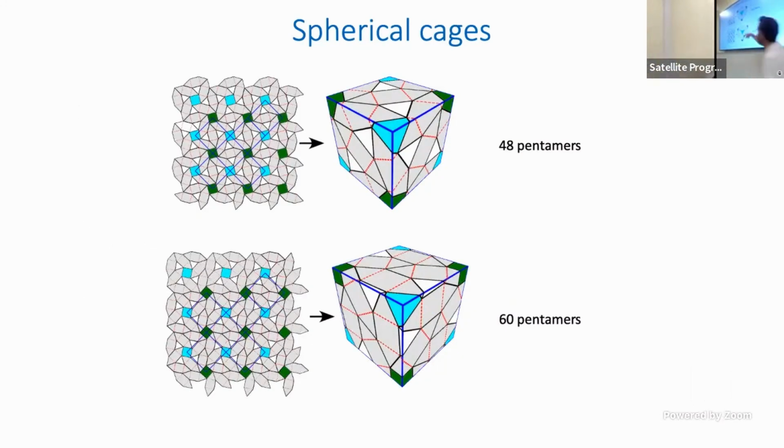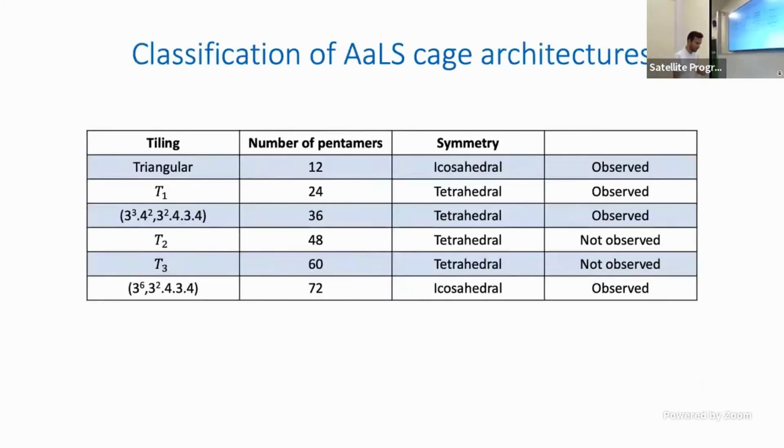The T2 and T3 ones, if I put the net on them and wrap it up, predict something with 48 and 60, which we have also created the build files for now. And we're just hoping that some experiments can show them as well. So that's what we see: 12, 24, 36, 72 have been observed, and our method can capture them. 48 and 60 are extra structures that the method shows are possible, and we hope that they can be observed.